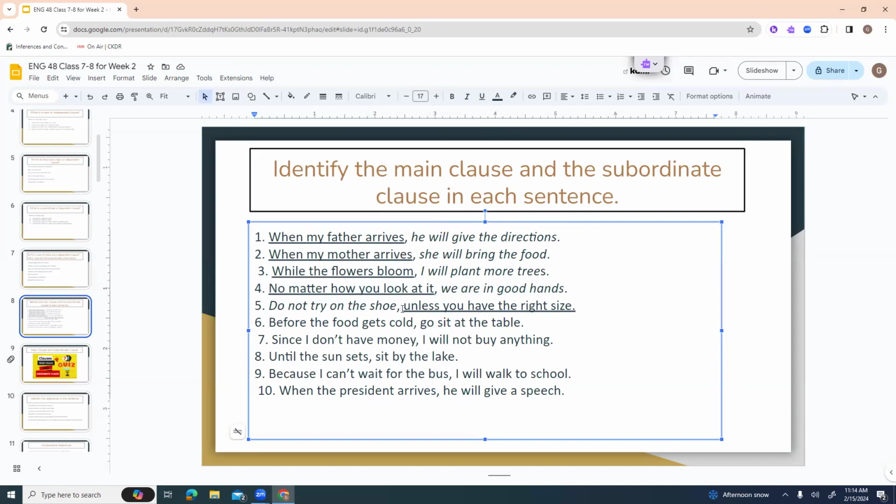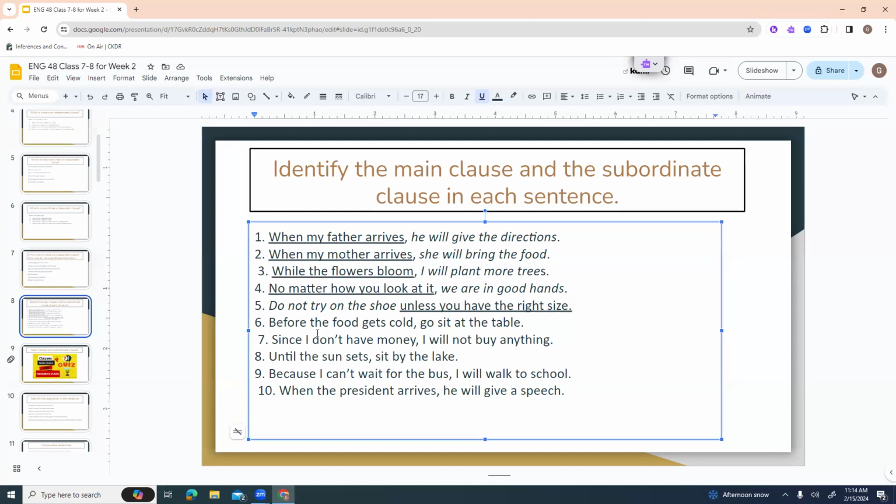The comma here. A lot of times we do put the comma there just because we're kind of used to it. Technically, though, if the subordinate clause comes second, you don't need the comma there. That is still considered an appropriately punctuated sentence just that way. Do not try on the shoe unless you have the right size, right?